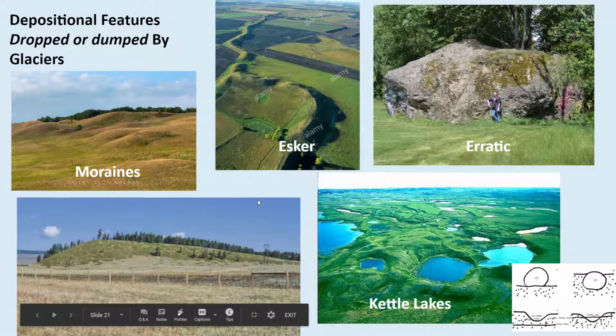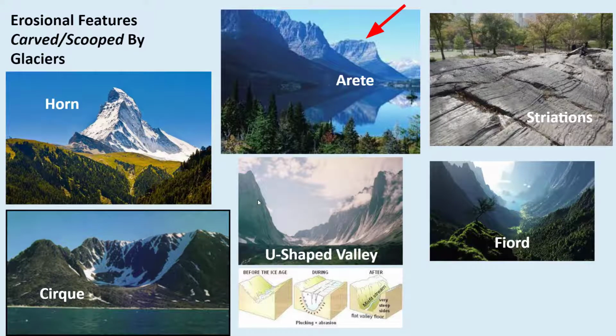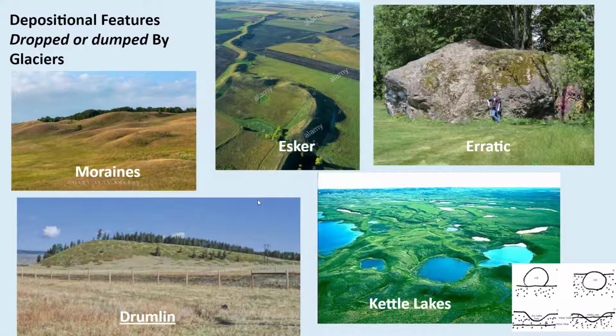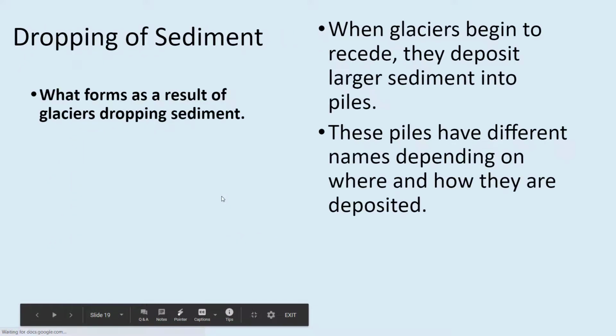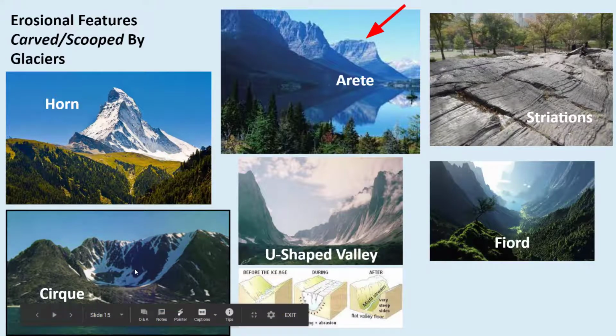So one of the things that we're going to ask that you be able to do is to differentiate these erosional features, horns, arêtes, striations, fjord, U-shaped valleys, and cirques, from these depositional features. And one of the things you have to remember about deposition versus erosion is the terms carving and scooping. When you see things like these sharp edges here in this horn and this arête and these big scrapes that you see in striations or U-shaped valleys or cirques, those are carving and scooping.